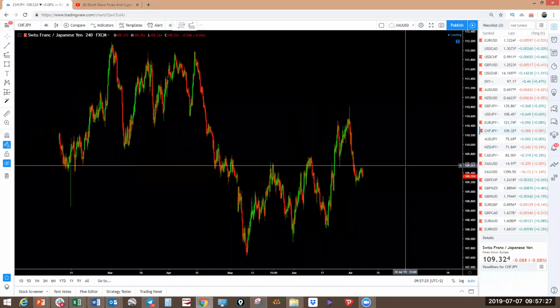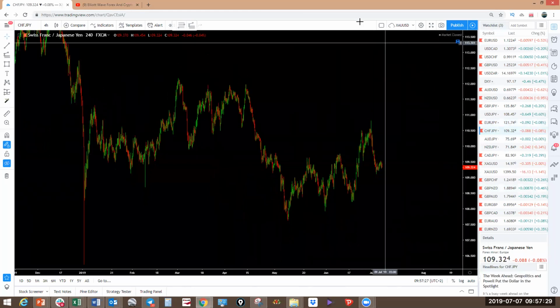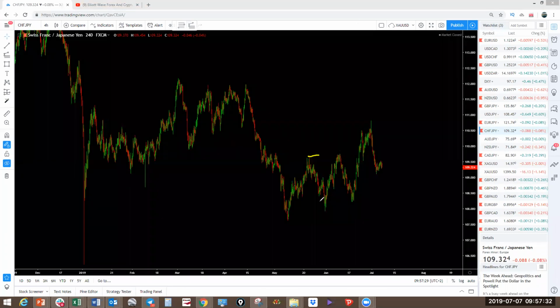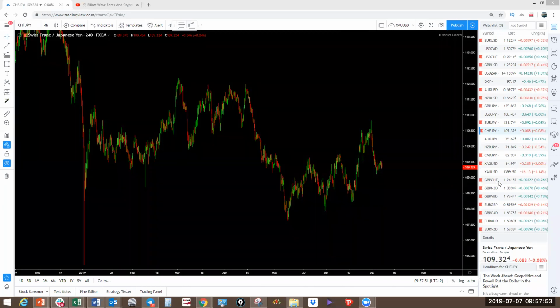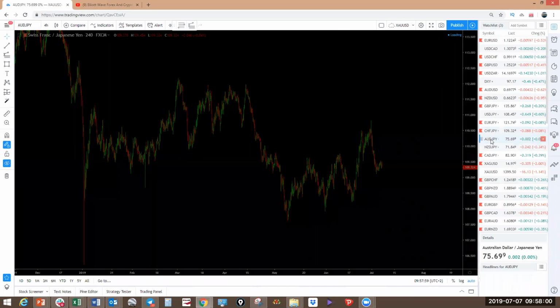CHFJPY, showed you this one. Amazing pair. Some may have thought I'm doing nonsense when I did this here, saying that it's going to get into the blue box and drop. Took it from here, it's making another correction again. There's a nice entry point for continuation to the downside. Okay, so let's see how that plays out. It's a continuation pattern, nothing new there. Euro is down, CHF is down because they're correlated somehow.